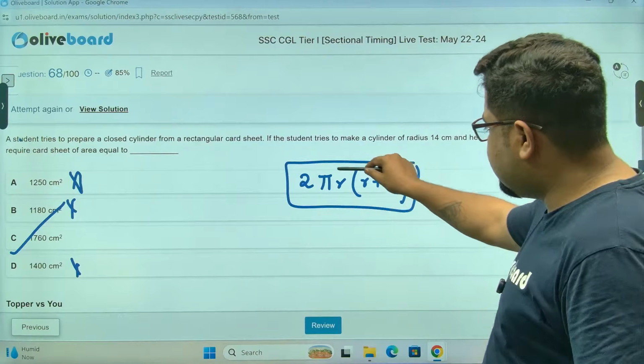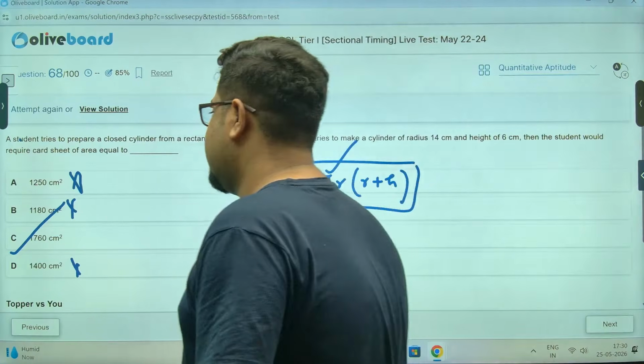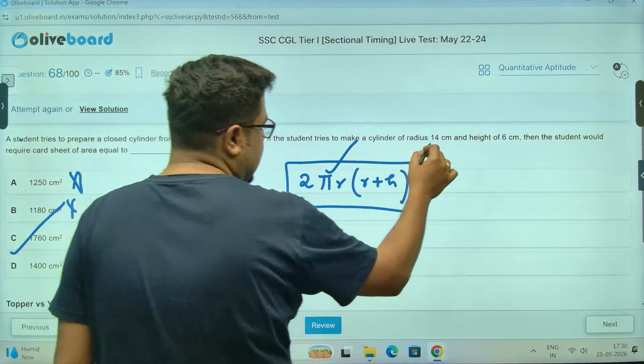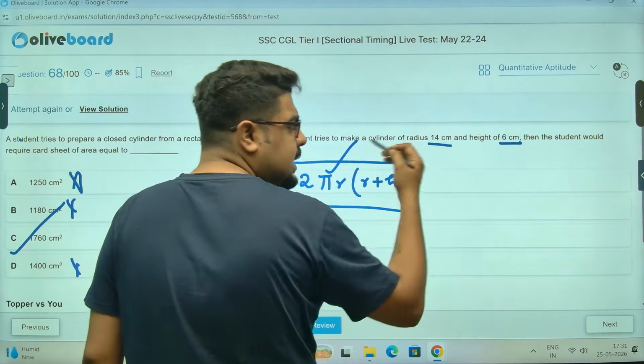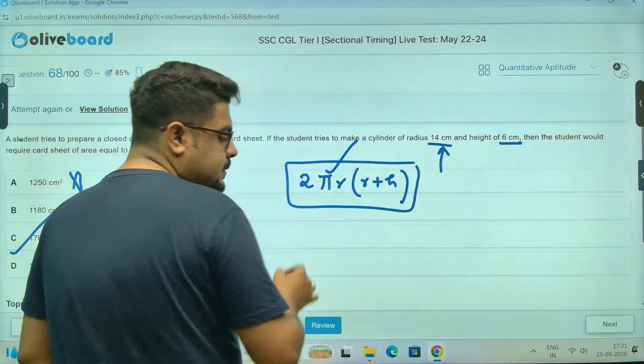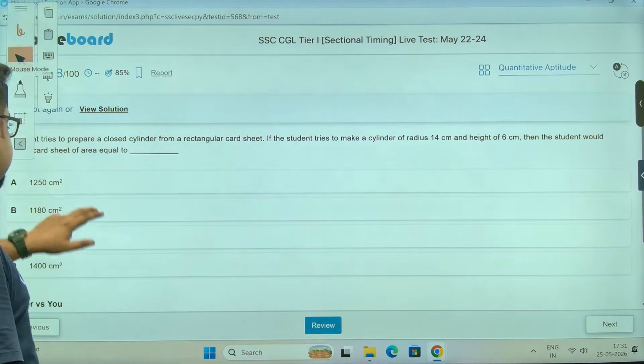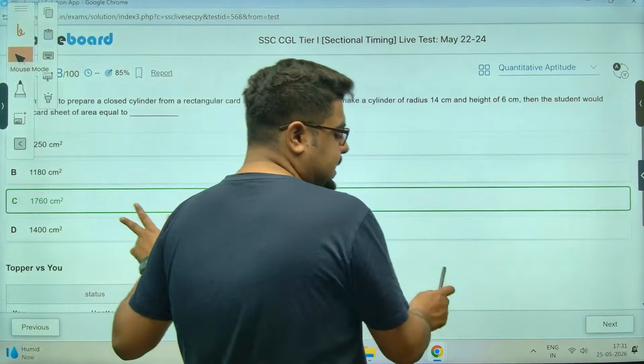Because you see, because of this pi, sir. Pi is 22 by 7. It's a multiple of 11. Because you see, I can see both r and this are integers and this is a multiple of 7. So the 7 will cancel here, 22 by 7 times the 7. So option C is the correct answer.